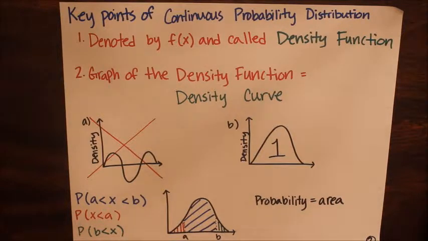Here are some examples of finding the probability. The probability that random variable x is greater than a but less than b is shown in blue. The probability that x is less than a is shown in red, and the probability that x is greater than b is shown in green.